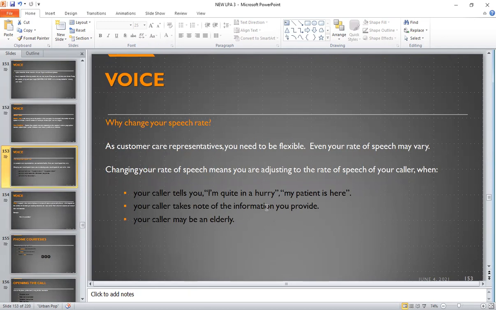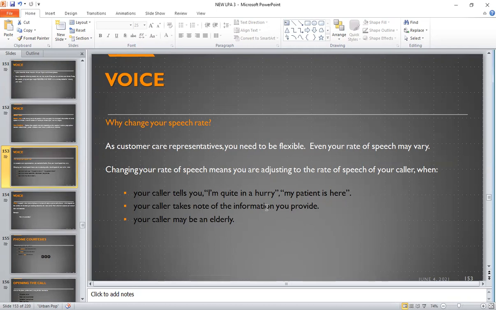Next, why change your speech rate? As customer care representatives, you need to be flexible. Even your rate of speech may vary. Changing your rate of speech means you are adjusting to the rate of speech of your caller. When your caller tells you, I'm quite in a hurry, you have to speak fast because you have to adapt. Next, your caller takes note of the information you provide. If they're taking notes, of course, you have to be slow, especially if you're providing numbers. They might not be able to get those numbers if you're talking fast, right?